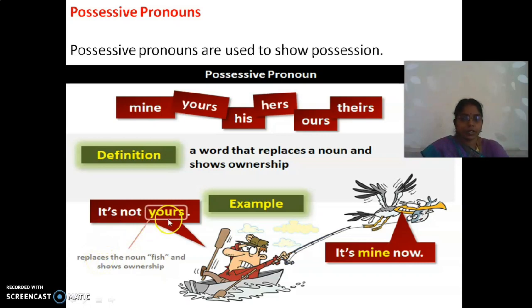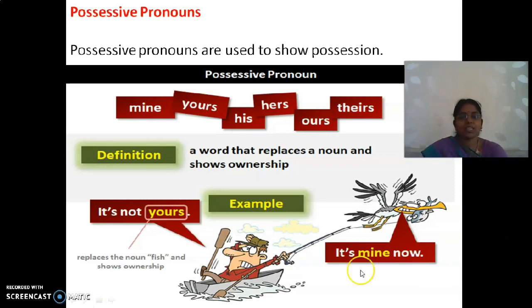It is not yours. That means what? A bird is catching the fish. Actually, it was caught by the man, but the bird is taking that. He is saying, it's not yours. So, yours replaces the noun fish and shows the ownership. It's not yours. It's mine now. Who's saying? The bird is saying, it is mine now. Before it was yours. After taking, it is mine now.